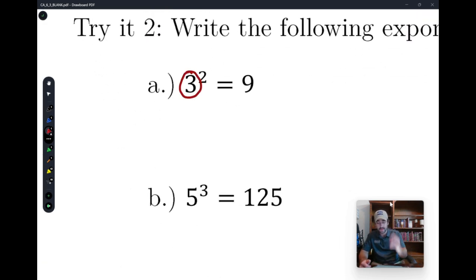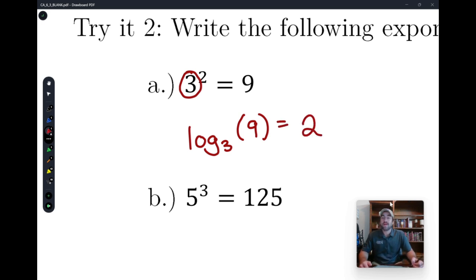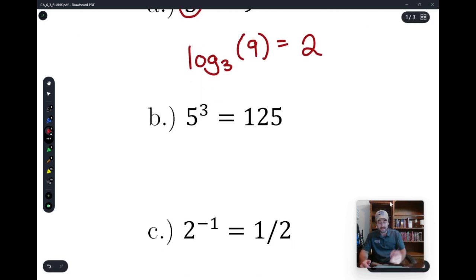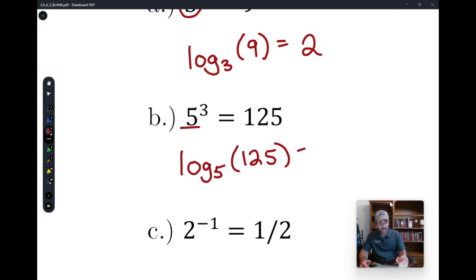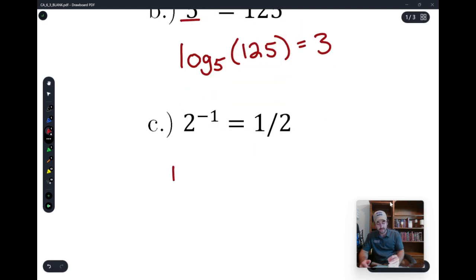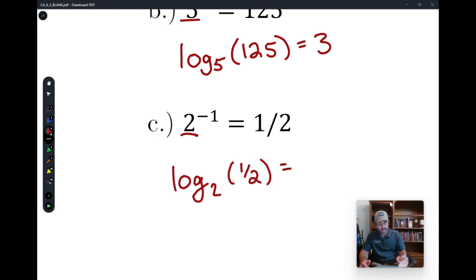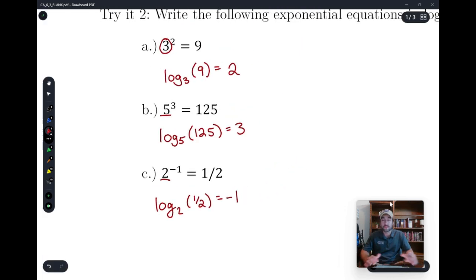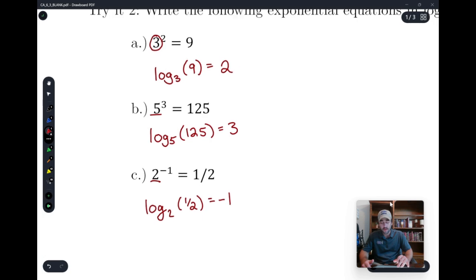So what we're going to do is we're going to start with the base. We're going to say log with a base of 3 of 9, because we're switching those two sides, equals 2. And if you want to check that, we're going to explore those skills later in this section on how to check and solve logarithms. I will do it again. Log base 5, because that's our base, of 125 equals 3. And last but not least, log base 2 of 1/2 equals -1. So we're taking the exponent and putting it on the other side of the equal sign, and we're taking the other side of the equal sign and making it our argument inside of the log.